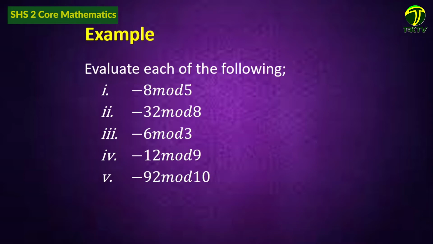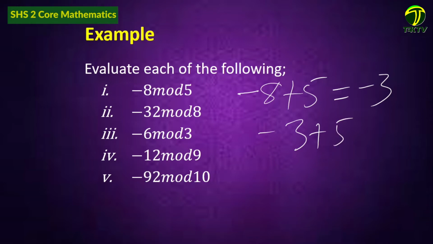So let's look at number I, neg 8 in mod 5. Negative 8 plus 5 will give you negative 3, which is still a negative number. So now the obtained negative 3 plus 5 will give us 2. And 2 is the first positive number that we have obtained. So in this case, neg 8 in mod 5 equals 2.